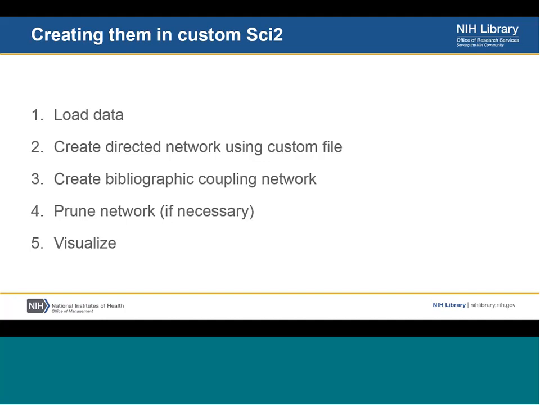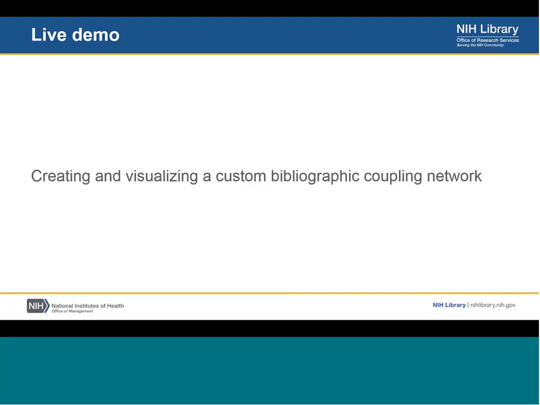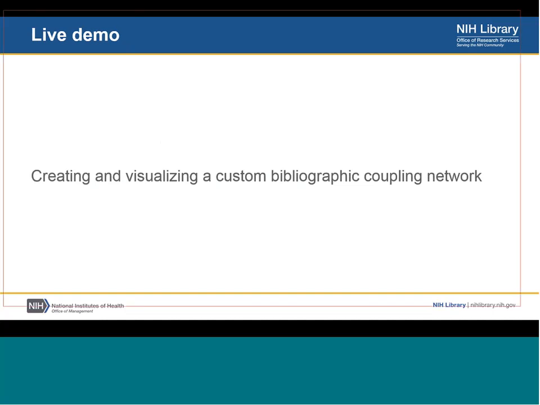We're then going to create that bibliographic coupling network. We're going to prune it if we need to, and then we're going to go into the visualization. So again, it's a similar process to doing it in base Sci2. It's just a slightly different approach to bring in some of those additional attributes that we need to work with in analyzing the final results. So that's the workflow that I'll go ahead and demonstrate here with the publication set that we've worked with.